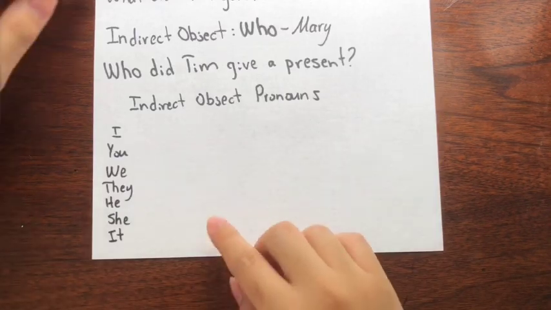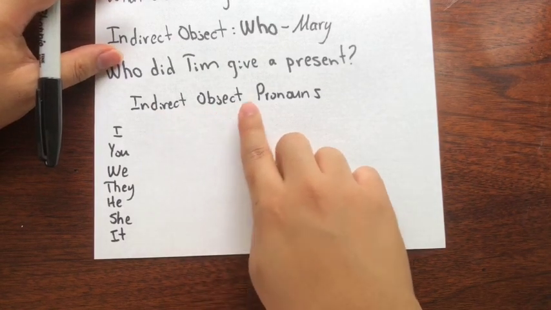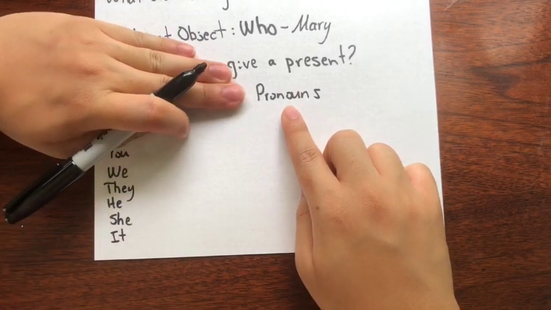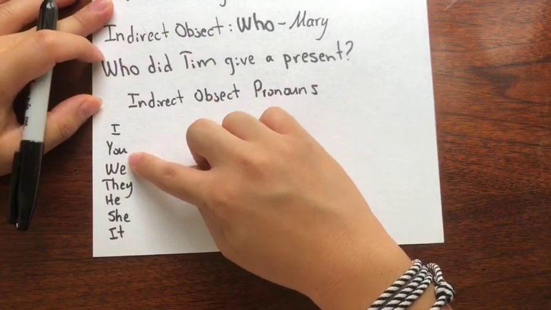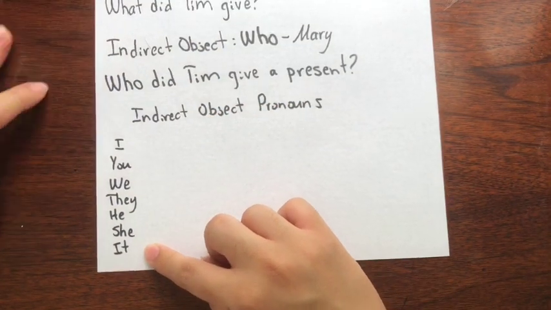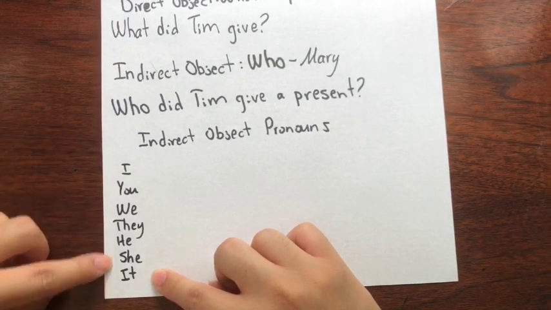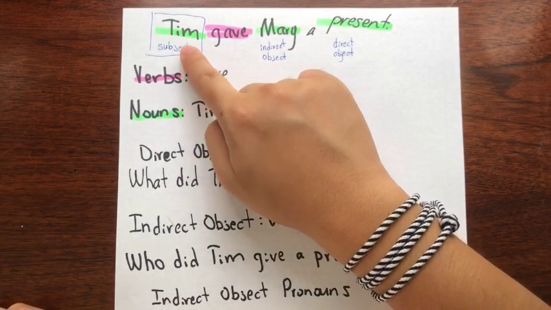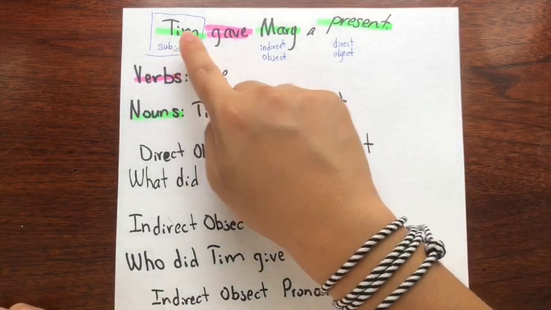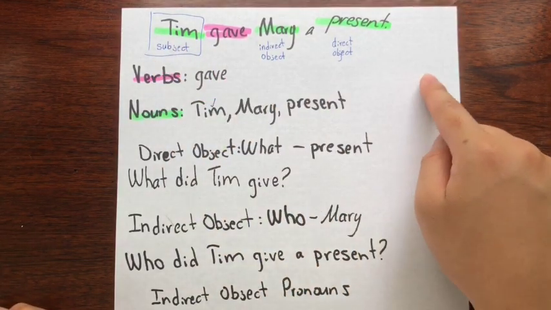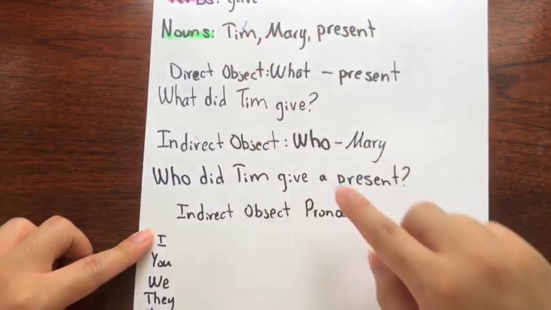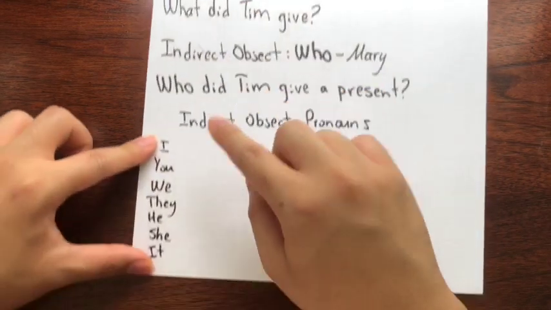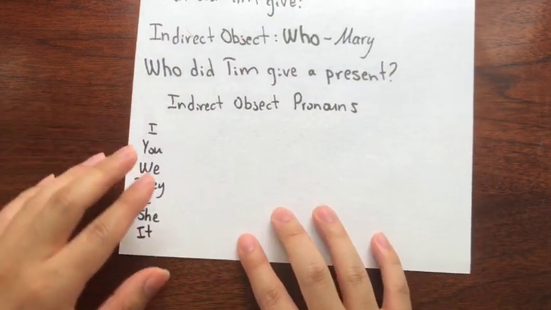Okay, so now let's talk about the indirect object pronouns. Remember pronouns? The pronouns are I, you, we, they, he, she, it. These pronouns are for the subject. We say, I gave a present to Mary, you gave a present to Mary, he gave a present to Mary. These pronouns are for the subject.